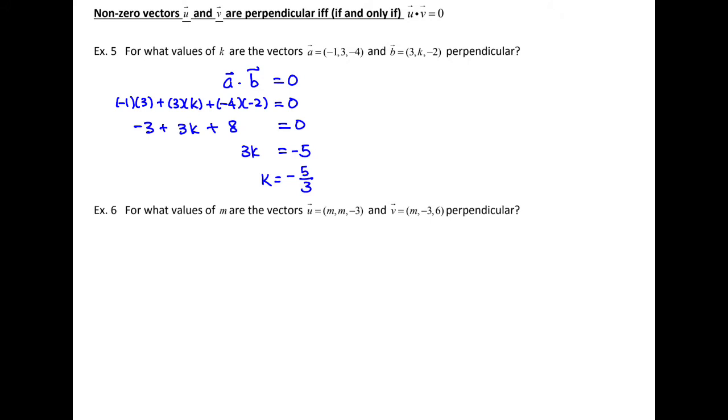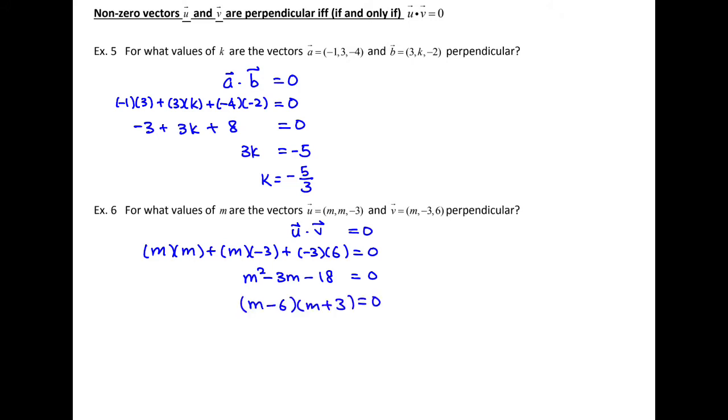Example 6. For what values of m are the vectors u and v perpendicular? If they are perpendicular, the dot product will be 0. Once again, we multiply the x, multiply the y, multiply the z, add them all up, it should be 0. But this time, we will have a quadratic relation. That means we have to use either the quadratic formula or factoring to solve for m. And we got m minus 6 times m plus 3 equals 0.